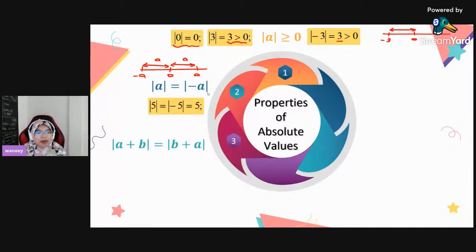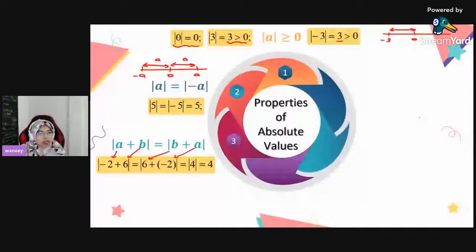The third one: if you have an addition inside the modulus, then the modulus of A plus B is equal to the modulus of B plus A. For example, if A is equal to -2 and B is equal to 6, then -2 plus 6 is equal to 6 minus 2, which is equal to 4. It will be the same distance. So if you swap the order of the addition inside the modulus, nothing will change. You can either do A plus B or B plus A, and you will get the same value.